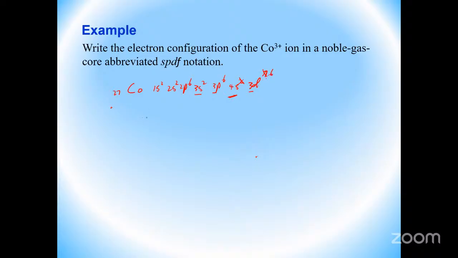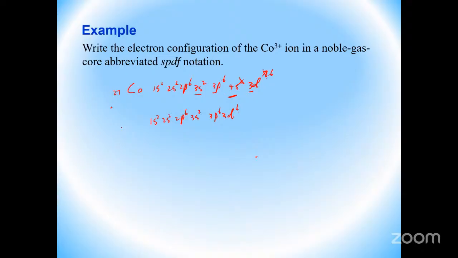So therefore, the electronic configuration of cobalt 3 plus would be 1s2, 2s2, 2p6, 3s2, 3p6, and then 3d6, and that's it. All right, and that would be the electronic configuration of the cobalt 3 plus ion.